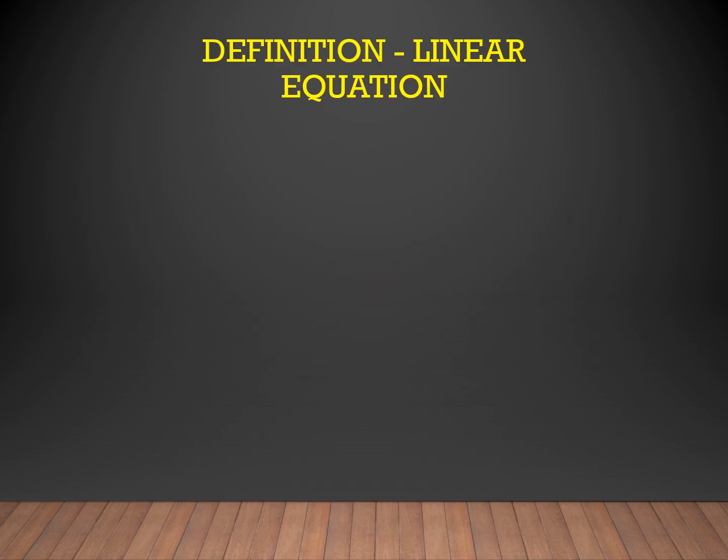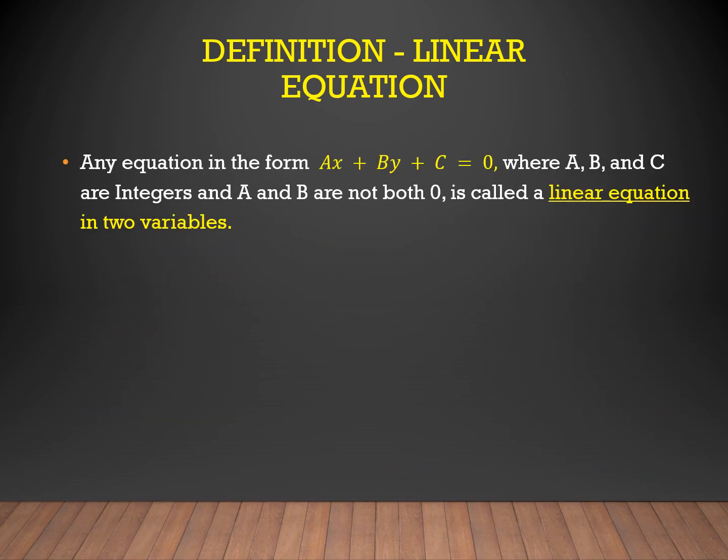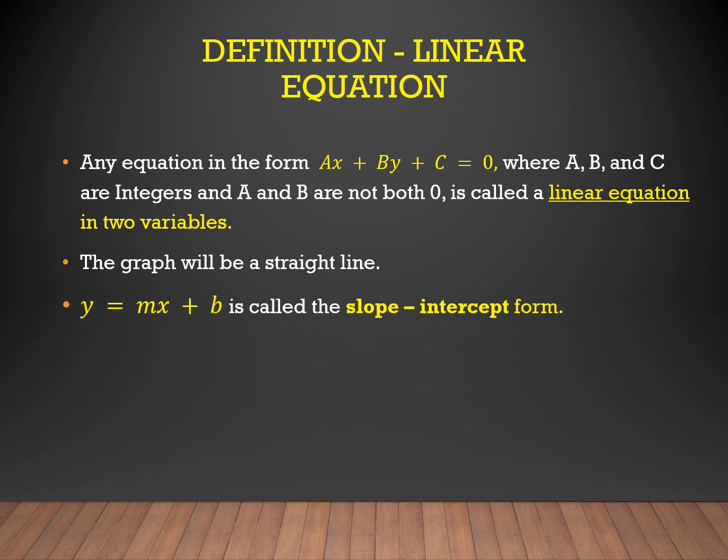Now we can write a line in 3 forms: the standard form, the slope-intercept form, or the point-slope form. So these are the 3 formats of writing a line.